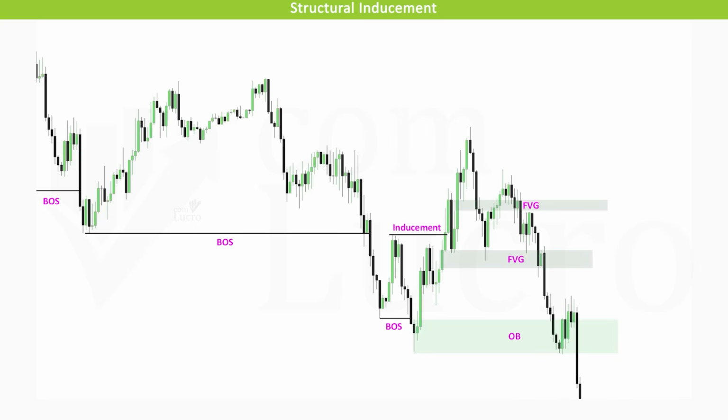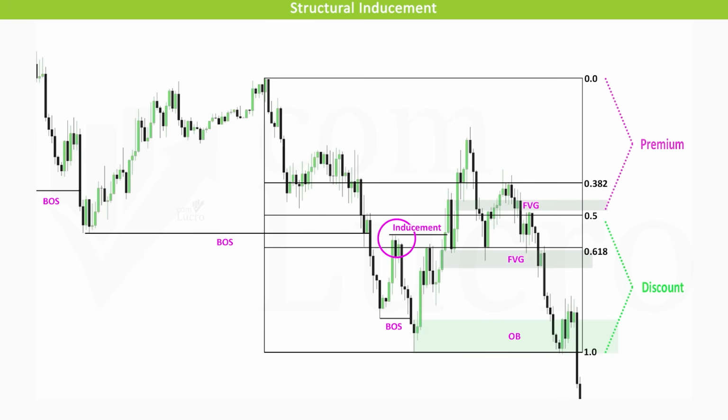The truth is, this is a fake change of character, a structural inducement designed to trap buyers. Here is why. If you draw a Fibonacci tool from the swing high to the swing low, you will notice that price does reach the 38.2% retracement. However, this retracement is extremely shallow, and shallow retracements like this have a high probability of creating inducements and liquidity hunts rather than real reversals. Because price never reaches the 50% level or deeper, it never truly enters the premium zone of the previous impulse.